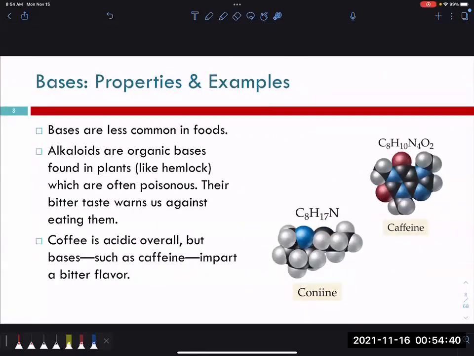Bases are less common in foods. They are bitter. Caffeine, though, is a base. A lot of alkaloids are organic bases found in plants, like hemlock, which are often poisonous. Their bitter taste warns us against eating them. And coffee is acidic overall, but bases such as caffeine impart a bitter flavor, along with other compounds in coffee.